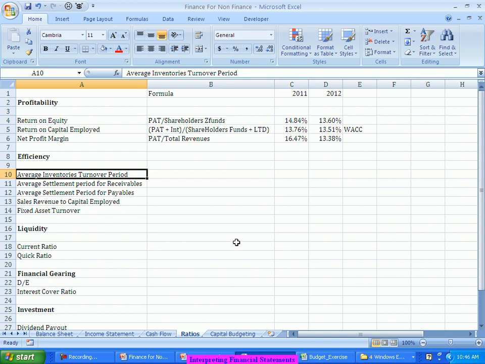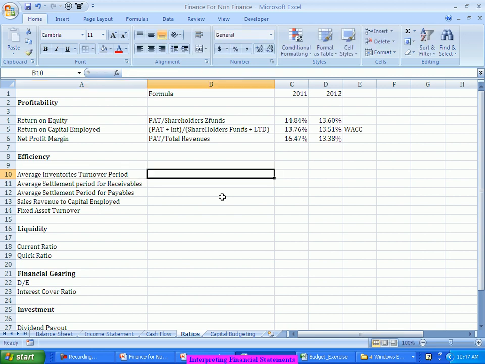Some of them may be sold immediately. Some of them may be sold after 40 days. So on an average, how many days is it taking my inventory to get converted into sales? The higher the number of days, probably the weaker the inventory management process, and probably some improvement is required. So the formula they generally use is inventory divided by cost of goods sold or sales, inventory divided by total revenues, into 365. That gives the number of days.